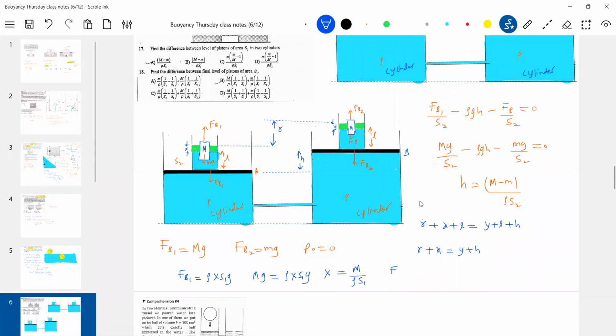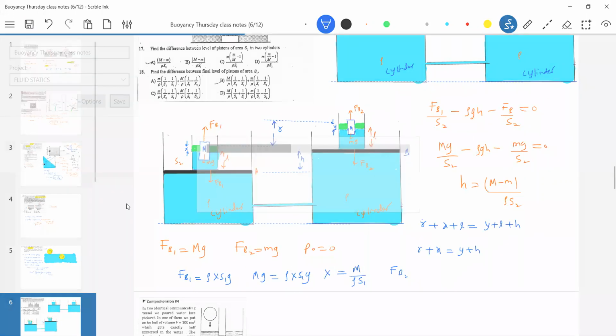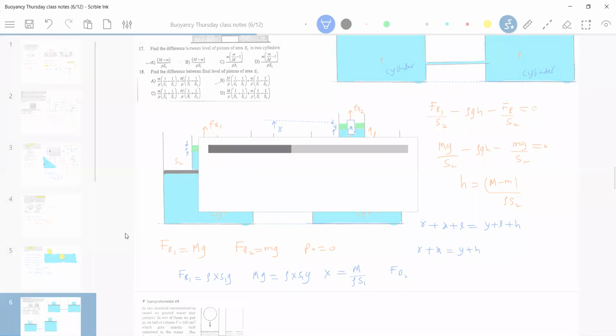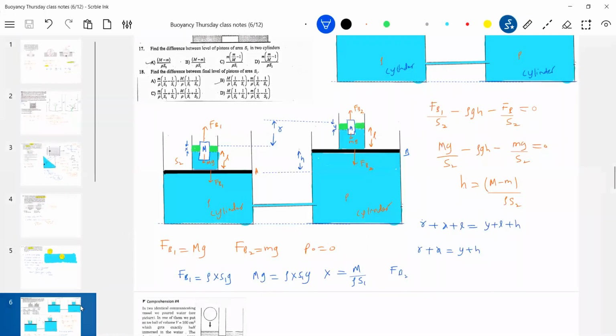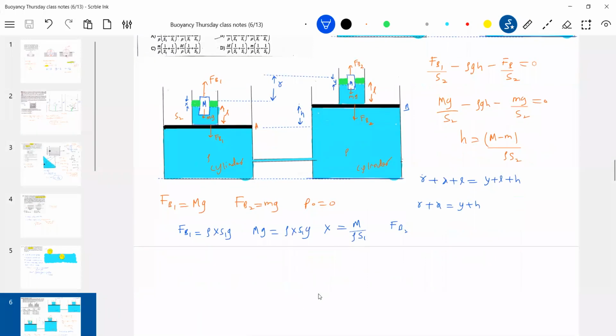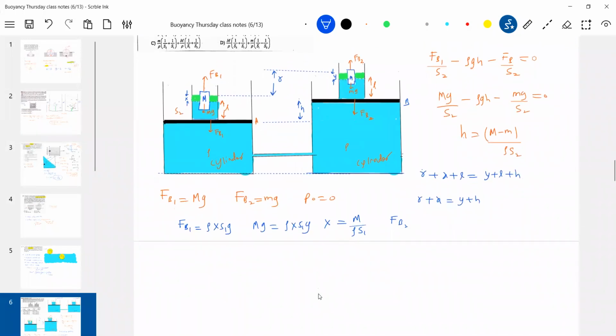Similarly, I need one more page here. I'll start with this diagram. Okay, we'll write in the next page here.